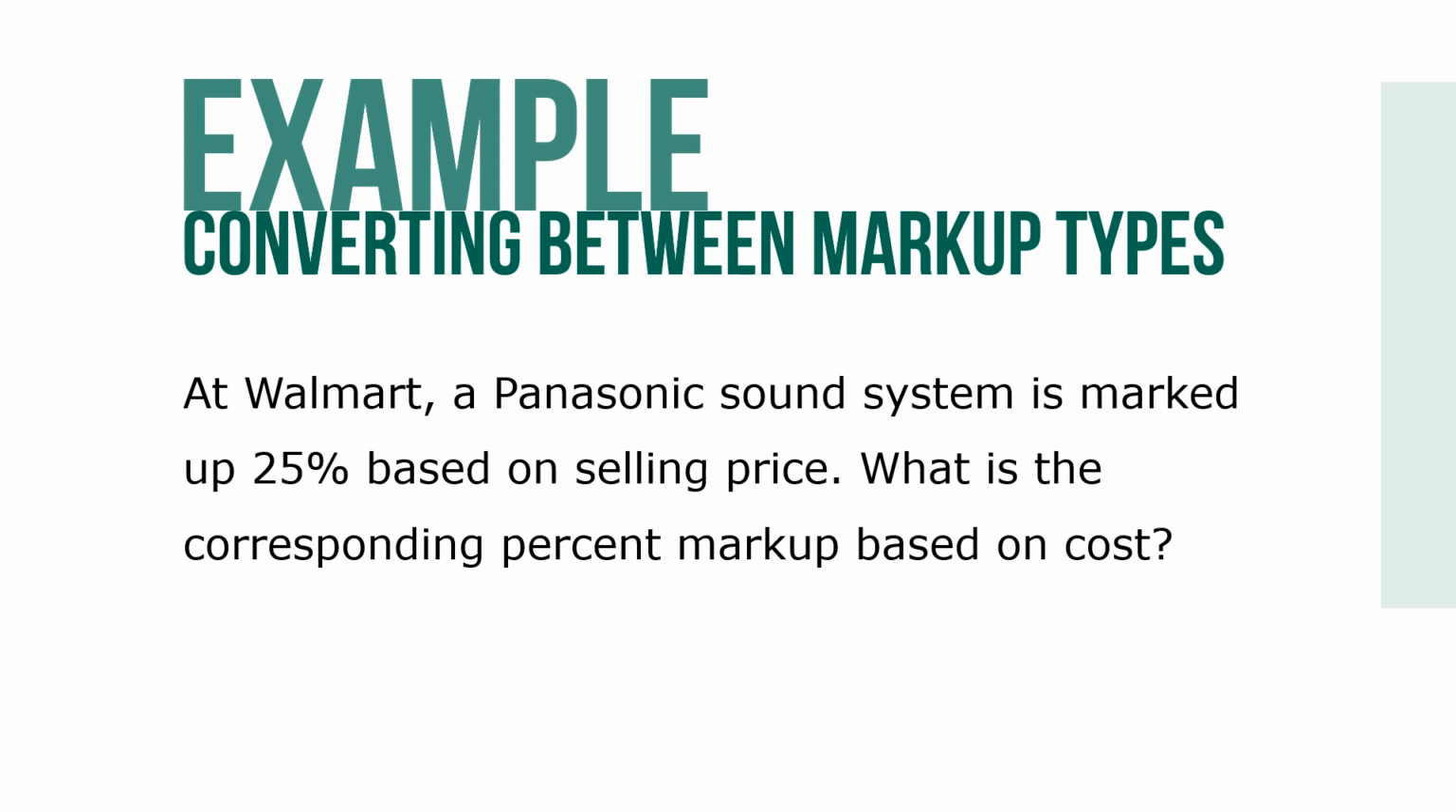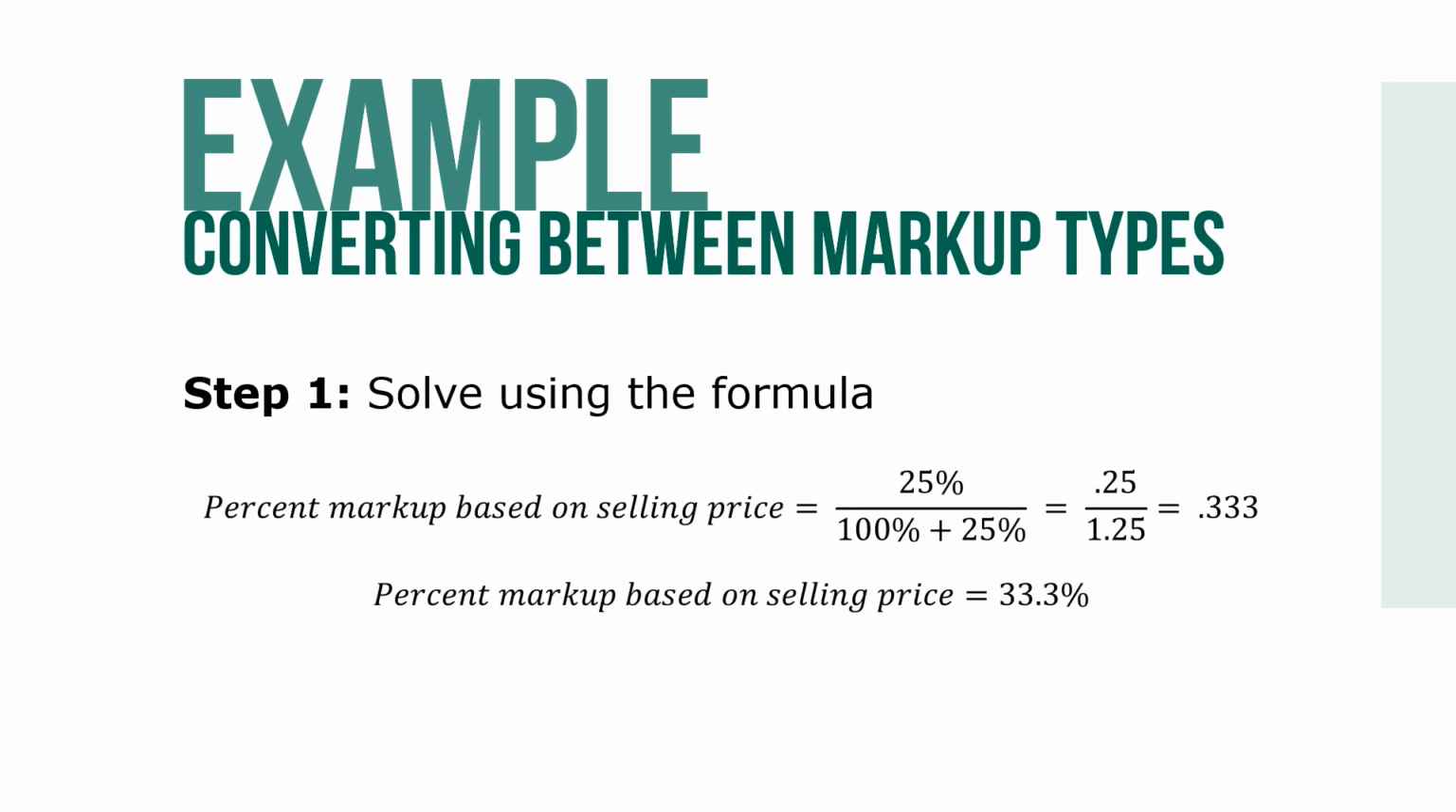Here's another example. At Walmart, a Panasonic sound system is marked up 25% based on selling price. What is the corresponding percent markup based on cost? Solve using the formula. Percent markup based on selling price equals 25% over 100% plus 25%, or 0.25 over 1.25, which is equal to 0.333. So our percent markup based on selling price is 33.3%.